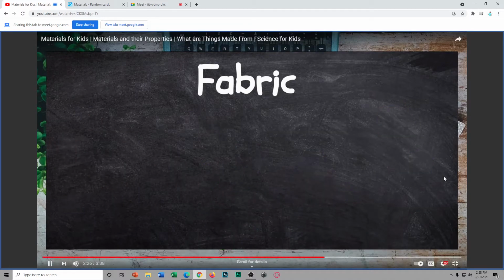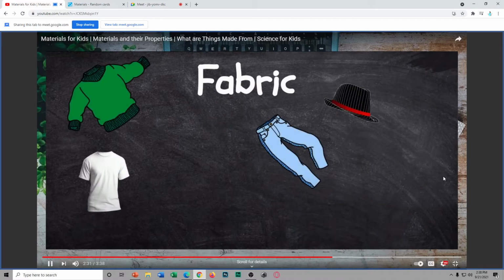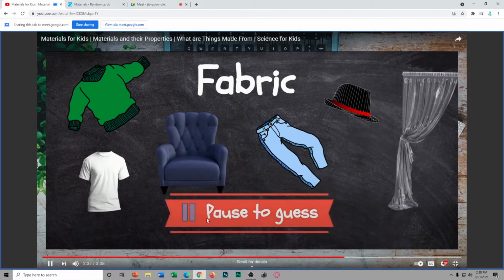Fabric is breathable and absorbent, so it's perfect for clothing, like shirts, trousers, and hats. Furniture can also be made from fabric, like sofas, armchairs, and curtains. Can you think of anything else made from fabric? Can you think of something else made of cloth?